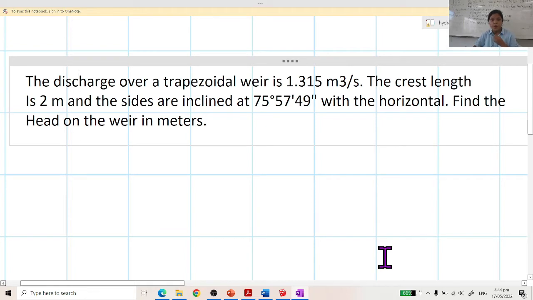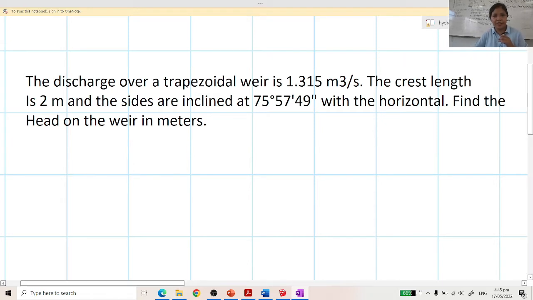So next, we have the discharge over a trapezoidal weir is 1.315 cubic meter per second. The crest length is 2 meter and the sides are inclined at 75 degrees 57 minutes 49 seconds with the horizontal. Find the head on the weir in meters. So apparently, nabanggit ang term na trapezoidal weir. So this is an example of a trapezoidal weir.